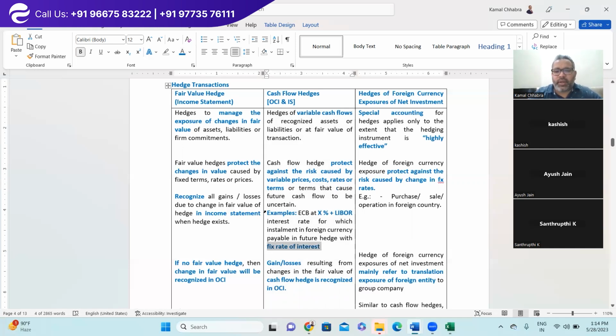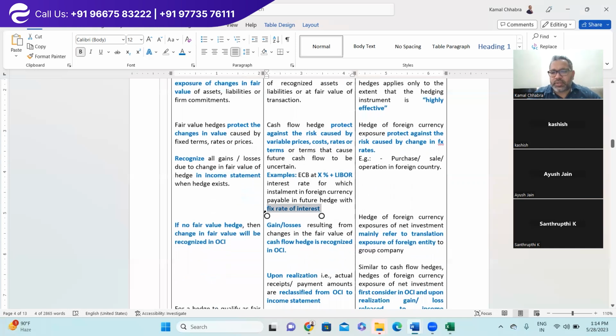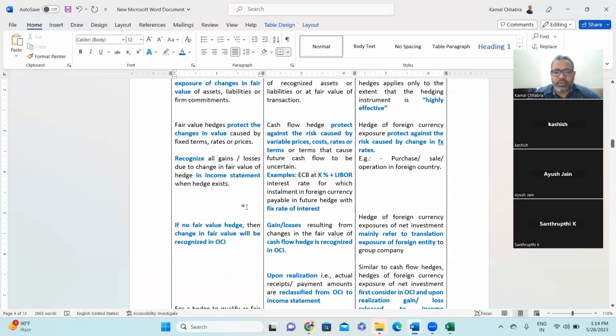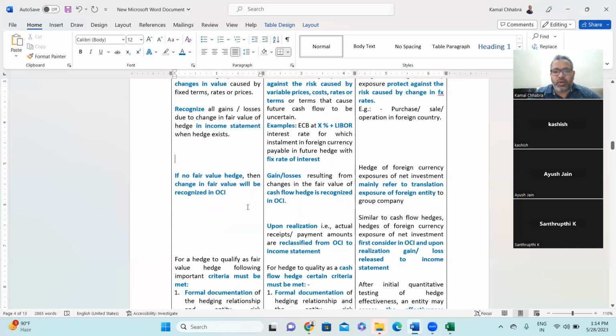Right? Same way as the price we discussed for the petroleum product. Any gain or loss resulting from a change in the fair value of a cash flow hedge is recognized in other comprehensive income. So this is the difference between fair value hedge and cash flow hedge. Any cash flow hedge would first go to other comprehensive income.